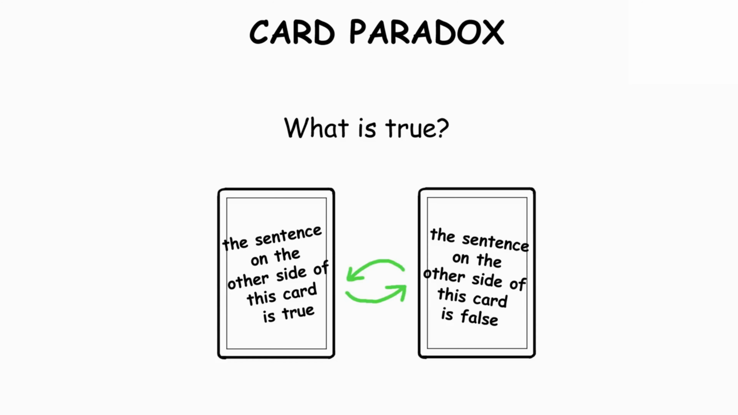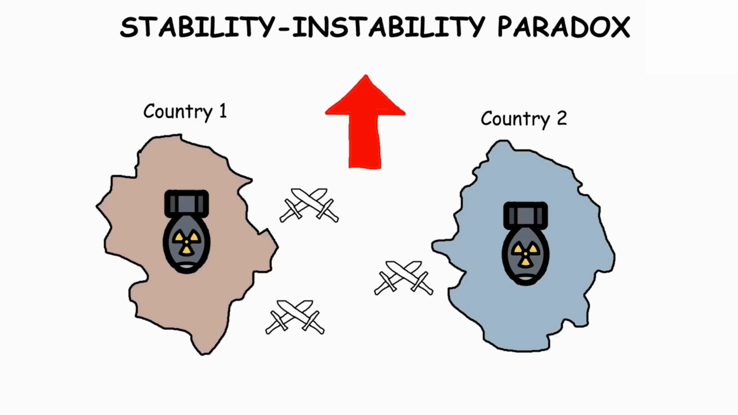Birthday paradox. To have a 100% probability of at least 2 people in a group having the same birthday, you'd need 366 people. To have a 50% probability, however, you'd need just 23 people. Stability-instability paradox. When 2 countries each have nuclear weapons, the probability of a direct war between them greatly decreases, but the probability of minor or indirect conflicts between them increases.